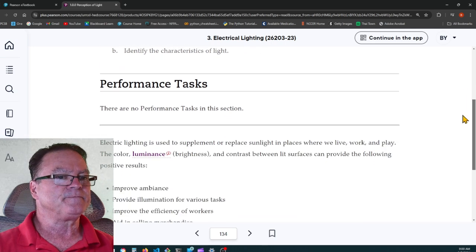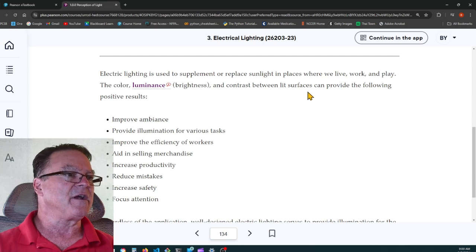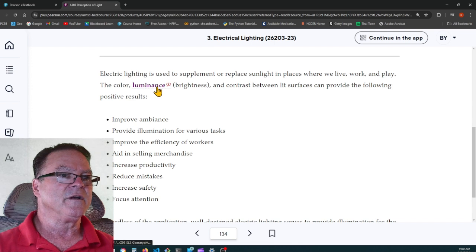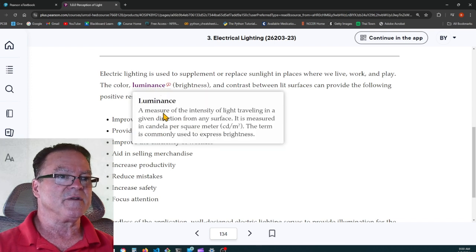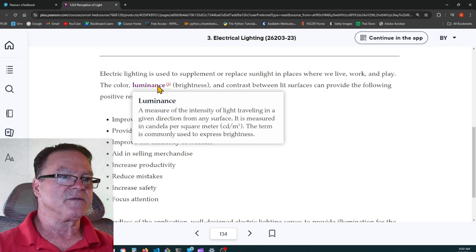Perception of light. Electric lighting is used to supplement or replace sunshine in places where we live, work, and play. The color, the luminance, which is the brightness, is a measure of the intensity of light traveling in a given direction from any surface. It's measured in candela per square meter. The term is commonly used to express brightness.